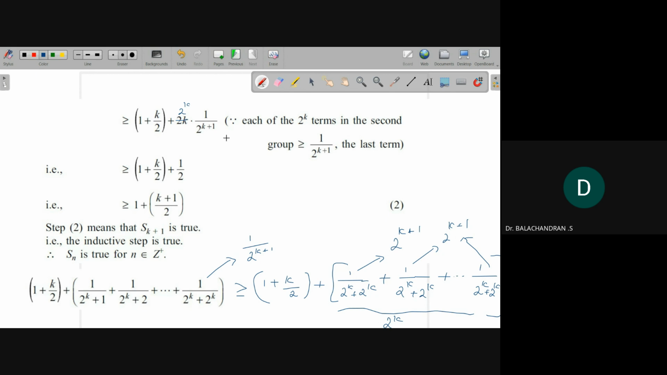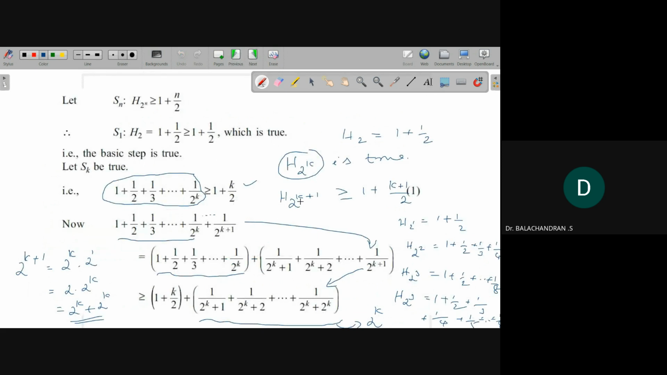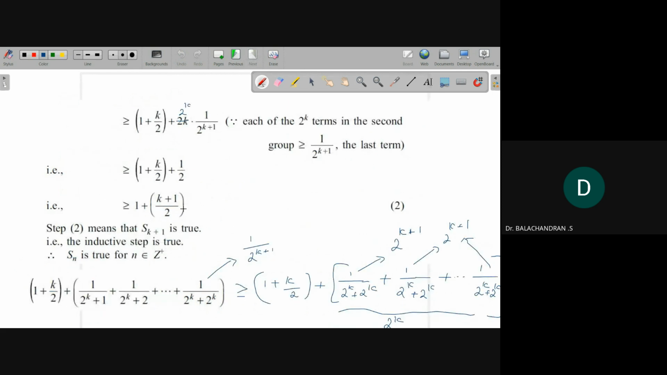So now from here to here, 1 plus k by 2 plus 2 power k into 1 by 2 power k plus 1. I think here they have written it rightly, 1 by 2. Now if we take 2 as LCM, 1 plus k plus 1 by 2. So that is actually what we want to show. So this expression should be greater than or equal to 1 plus k plus 1 by 2. So equation 2 means Sk plus 1 is true. So the inductive step is true. Therefore, Sn is true for n belonging to Z plus.